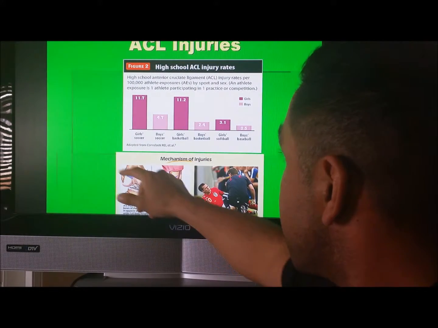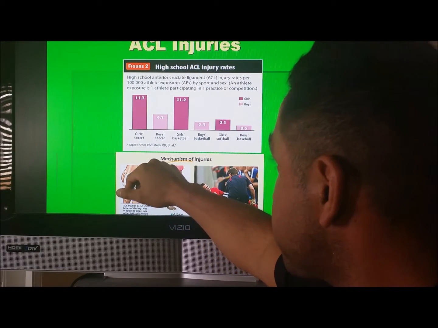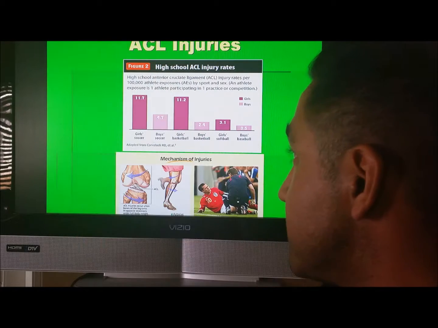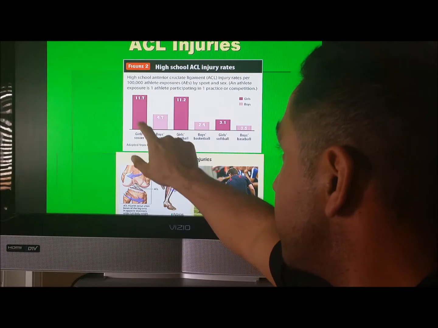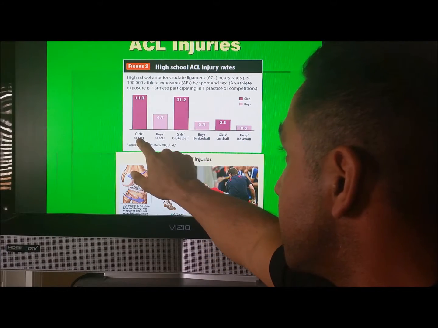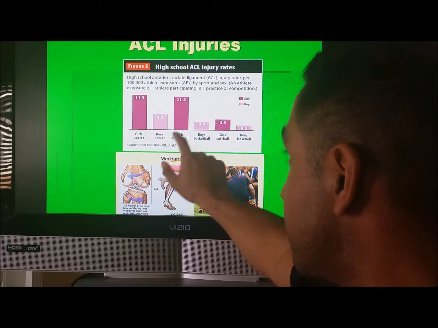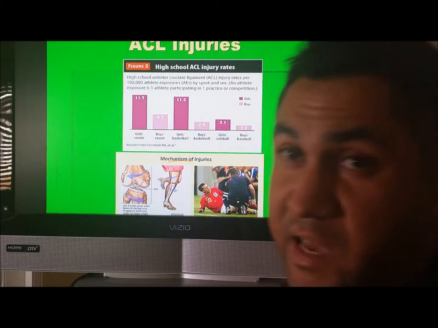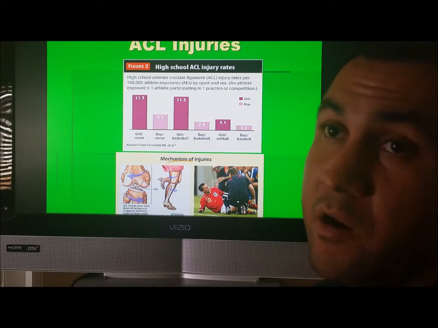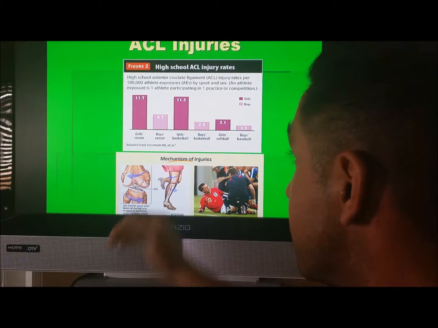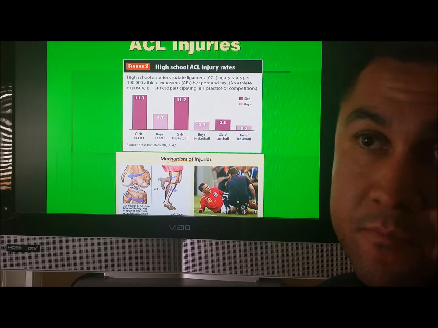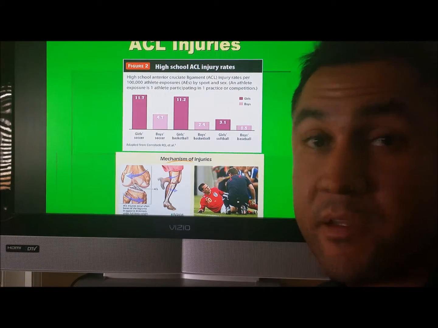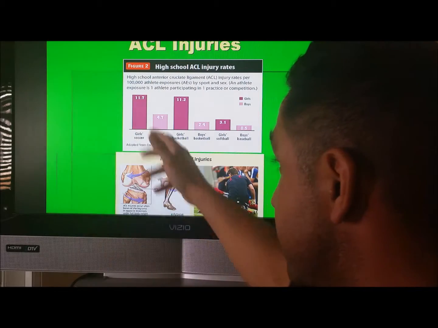So here's a little chart of the occurrences amongst 100,000 athletes. Amongst girls soccer, it's extremely high. Girls basketball is extremely high. So especially in those contact, cutting sports, where abrupt deceleration needs to occur, those are the higher issues that we do see in exposure to injury.